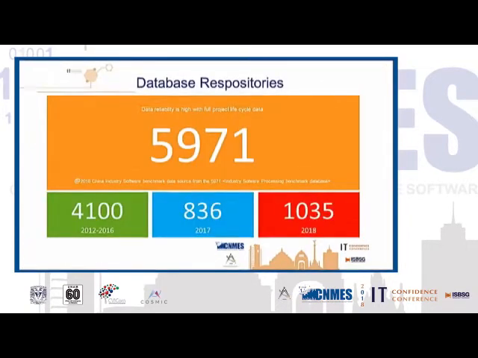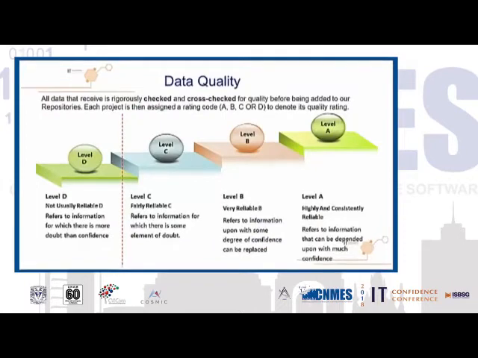In this repository we have 5,971 projects, and this data has high reliability and covers the full project life cycle. This year we have 1,035 new projects; last year we imported 836. We use the same selection criteria as the ISBSG. All this data is from after 2012. And we classify the data.